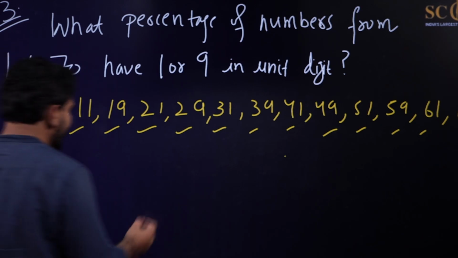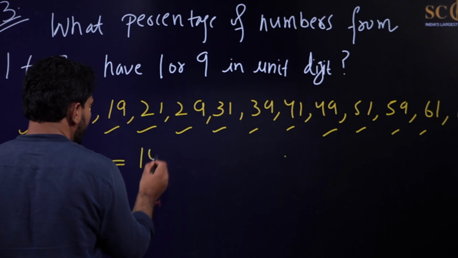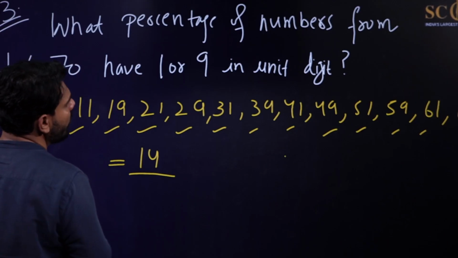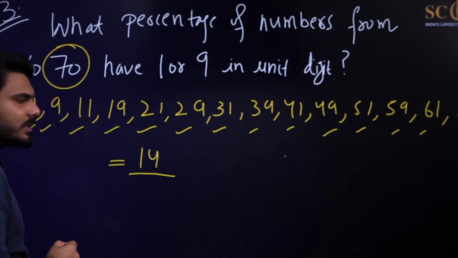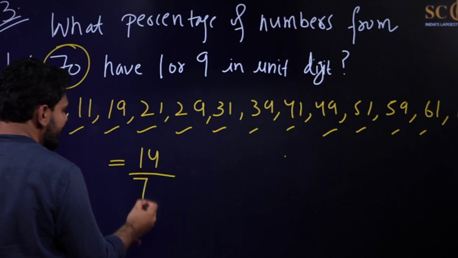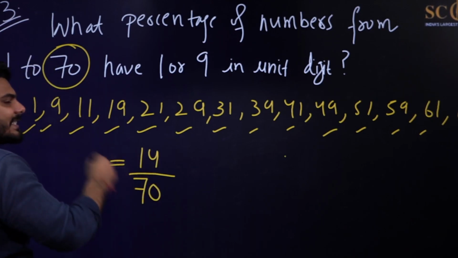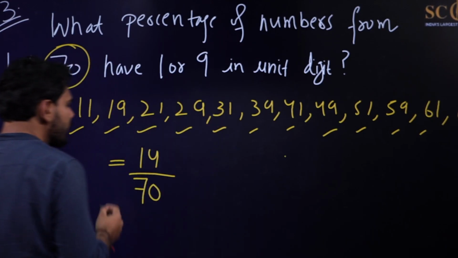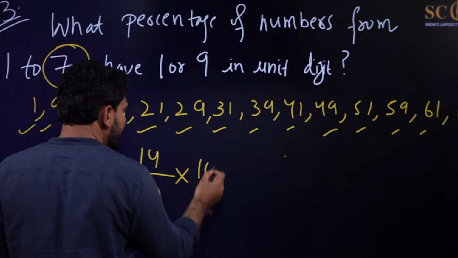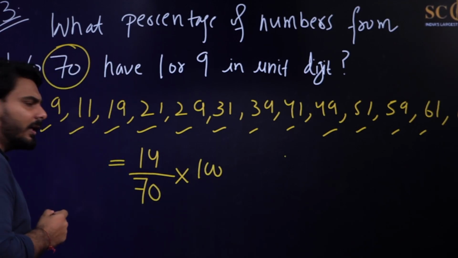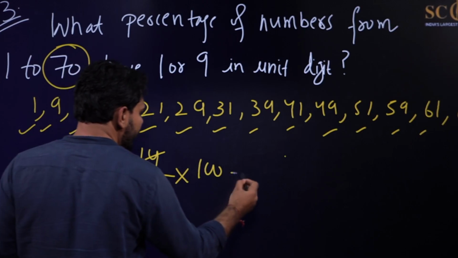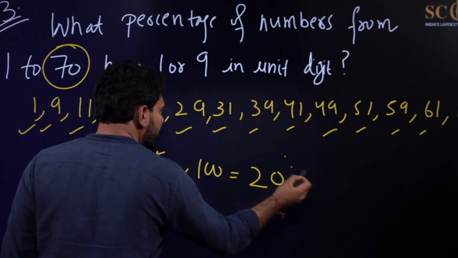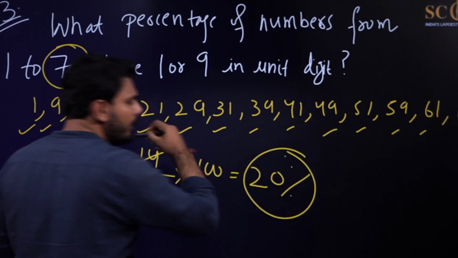So there are 14 numbers. Out of how many numbers? Out of how many numbers you were asked? You were given 70 numbers. So out of 70 numbers, there are only 14 numbers which are satisfying this criteria. So what is the percentage? For finding the percentage, you will just multiply with 100. So 14 5s are 70, and 100 divided by 5, you will get 20. So the answer is 20%.